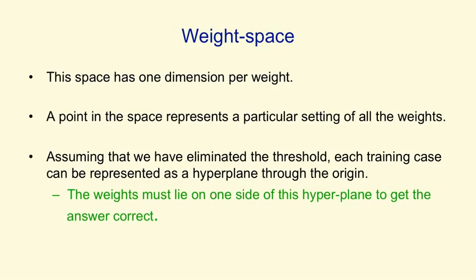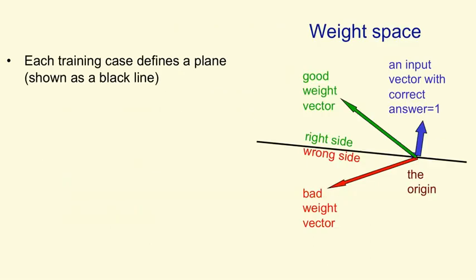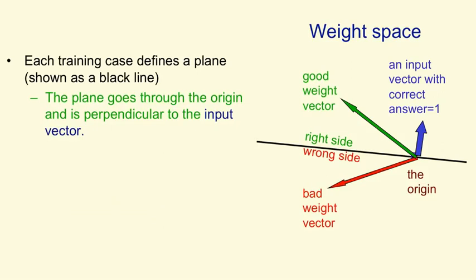So let's look at a picture of it so we can understand what's going on. Here's a picture of weight space. We're going to think of one training case for now. It defines a plane, which in this 2D picture is just the black line. The plane goes through the origin, and it's perpendicular to the input vector for that training case, which here is shown as a blue vector.